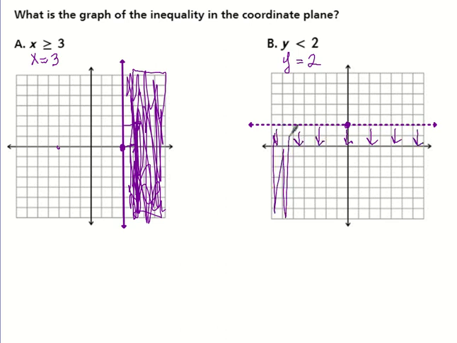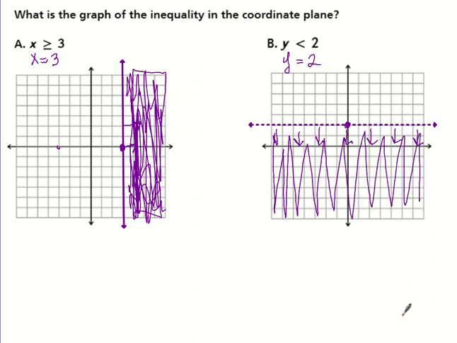And so that means we would shade in all of that. And that would be my solution to y is less than 2. The dotted line and all of this.